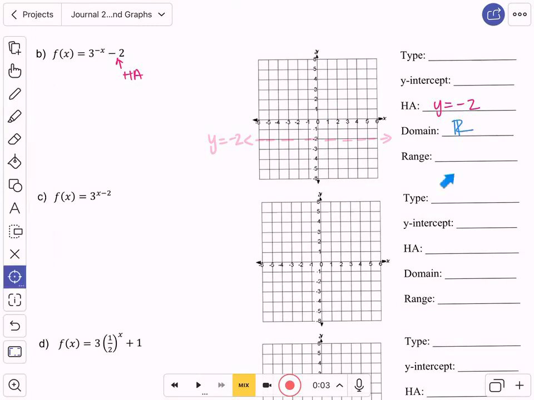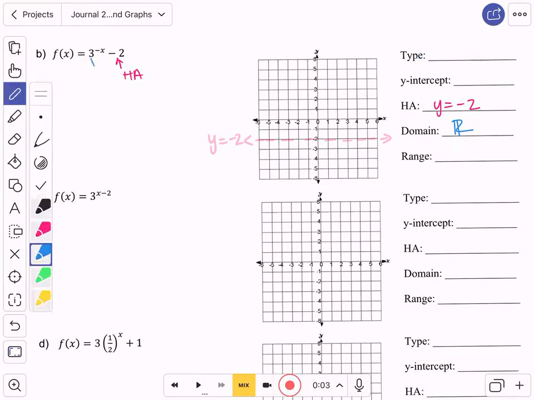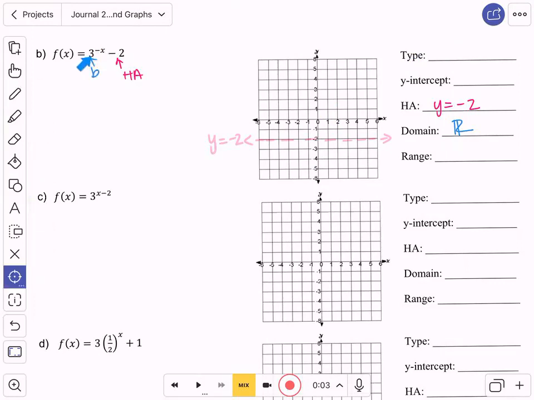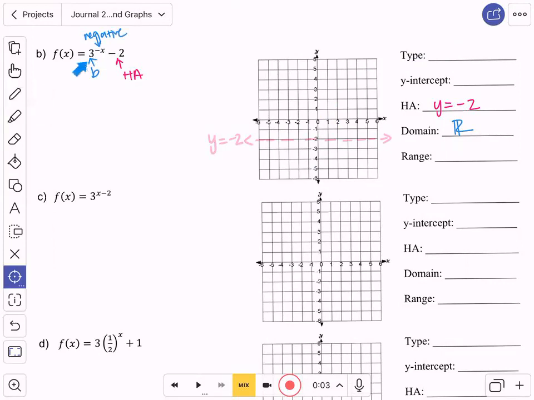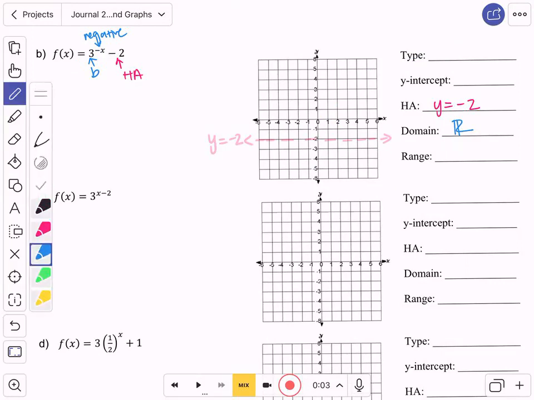As far as everything else, I could try to predict the type. So the type here looks like the base is bigger than 1, so it could be a growth, but then I noticed that x here is negative. So anytime x is negative, this is probably a decay. So I predict that this is probably going to be a decay, but let's figure that out once we actually draw or make the table. So let's go ahead and make that t-chart.